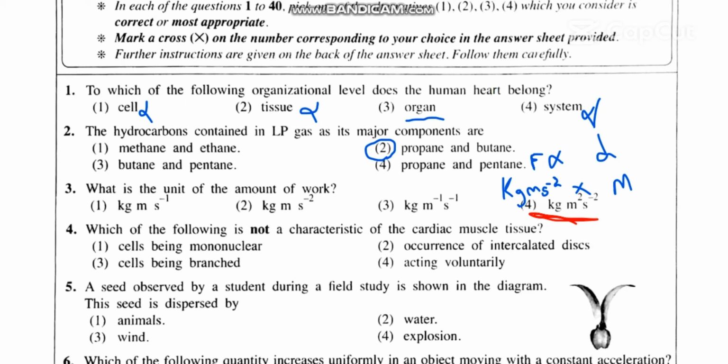Fourth question: which of the following is not a characteristic of cardiac muscle tissue? First you have to remember the 3 types of muscle tissue. You have smooth muscle tissue, skeletal muscle tissue and cardiac muscle tissue. Cardiac muscle tissue is found only in the heart. Then according to that we can easily find the answer.